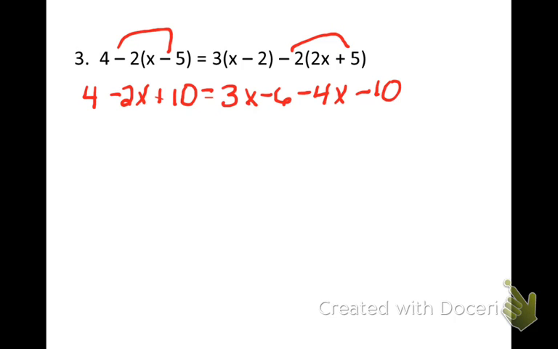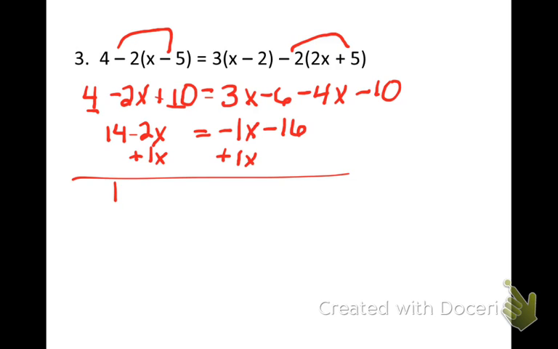I would like to simplify each side, so over here I have 4 plus 10 would be 14 minus 2x equals, over here 3x minus 4x is negative 1x, or just negative x if you want to write it that way. Negative 6 minus 10 would be negative 16. So now that I have it simplified, it's a little easier to get some things together. So I don't care, we can either add 2x, add 1x, so I'm going to add 1x, happened to be what I did on my paper. I'm left with 14. Negative 2x plus 1x is really negative x equals negative 16.